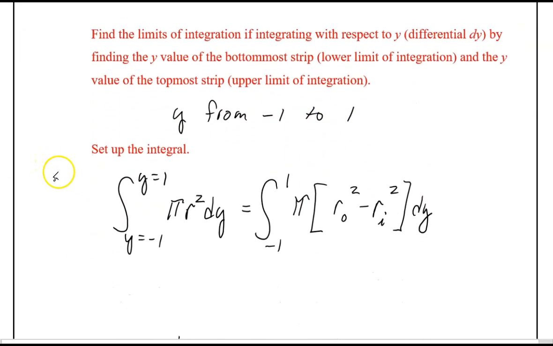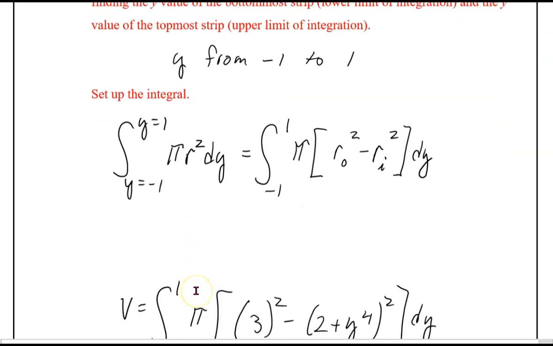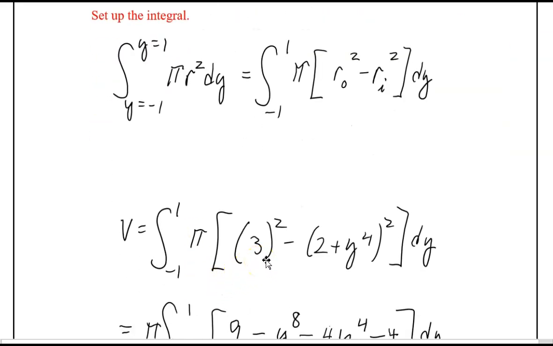Let's set up our integral. In this case, we have the integral from y equal -1 to y equal 1 of pi r squared dy, since we are rotating around the y-axis. That makes our limits of integration -1 to 1 and the differential dy. Remember, we have to do r outer squared minus r inner squared. Our r outer was given by 3, and our r inner, after simplification, was 2 plus y to the 4th.